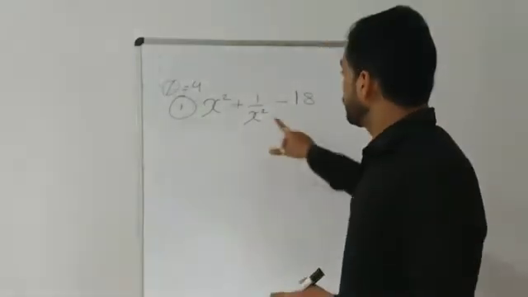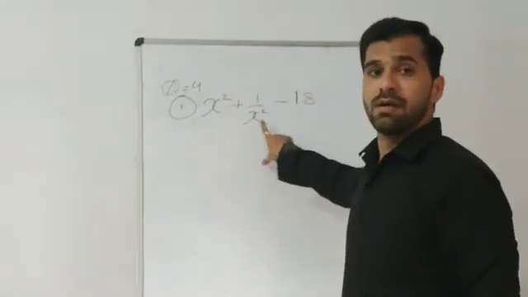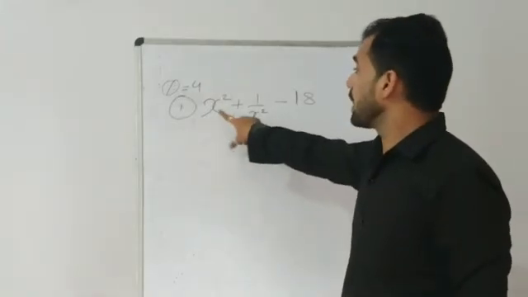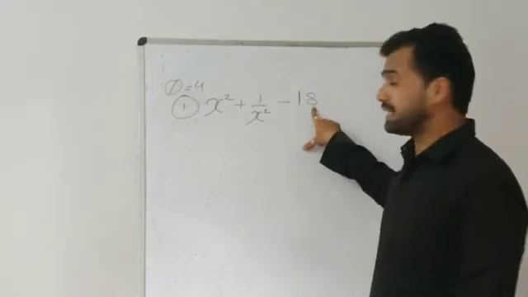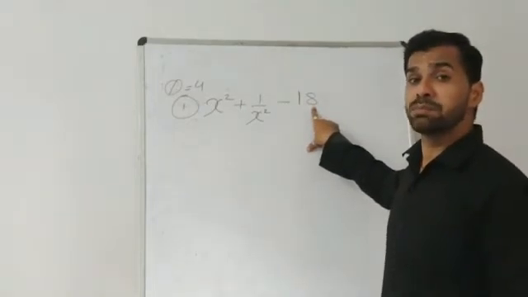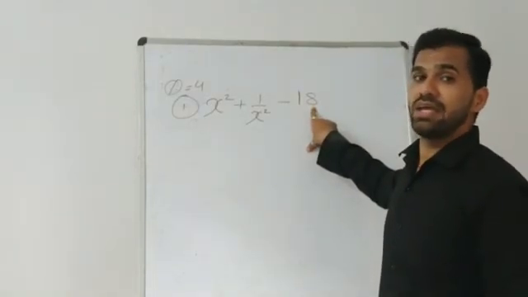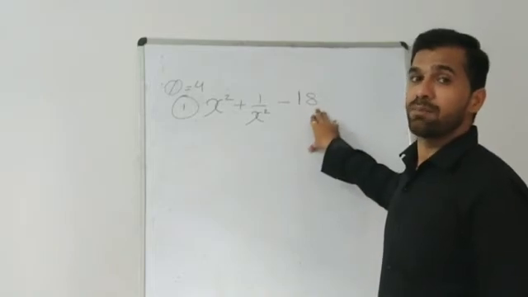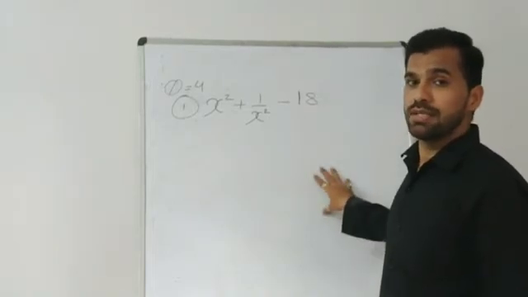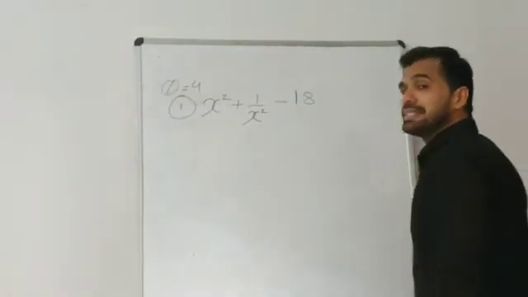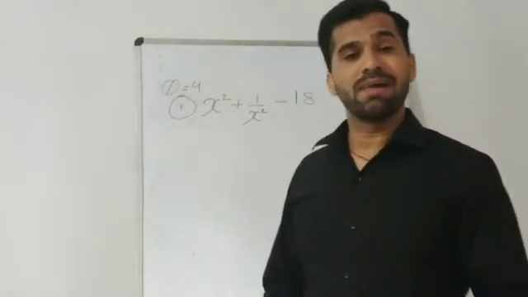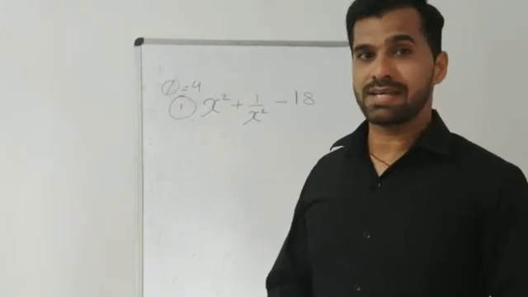So here we have x square plus 1 by x square, both are the reciprocal of each other, and minus 18. We have to split the last term in such a way that we get a proper solution for this expression. See, x square is the square of x, and 1 by x square is the square of 1 by x.